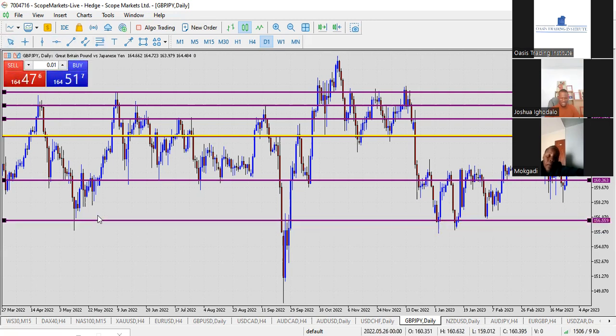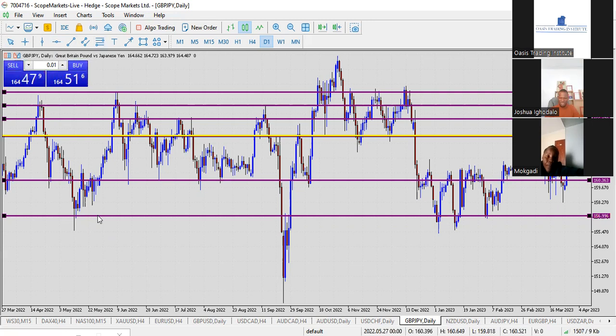You can put it here, or you can even put it here. You're not wrong. Either way, you are doing well. So once you have done this, you have successfully identified the different major support and resistance zones in the market, particularly this market we are trading, GBP JPY. Is there any question? No, so far I'm good.